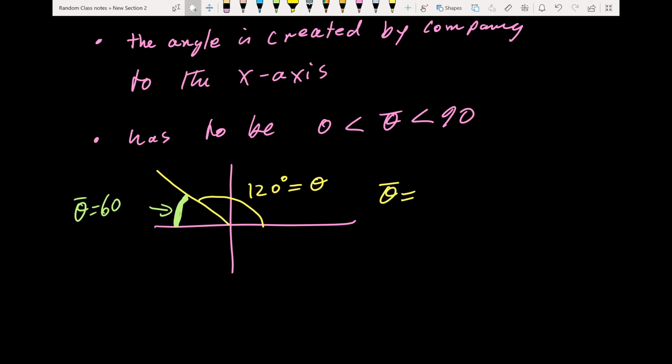All right. So can you guys figure out what's the measurement of this angle? Can you find the reference angle?